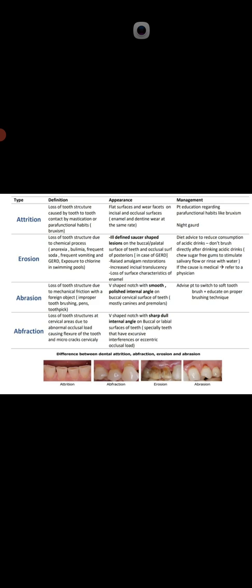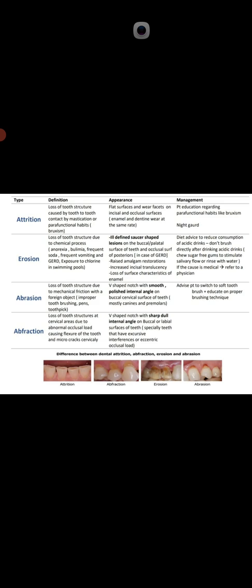Appearance. How do we diagnose, in clinic or in the hospital ward, that the loss of tooth structure is due to erosion? There will be an ill-defined saucer-shaped lesion. Look at erosion: there is a saucer-shaped depression area.